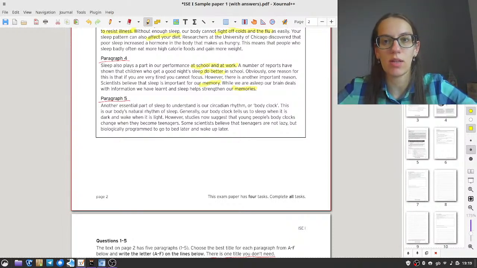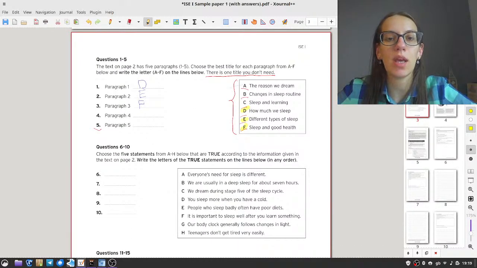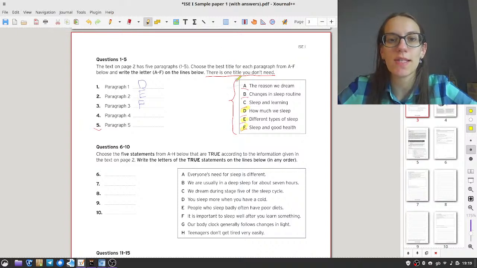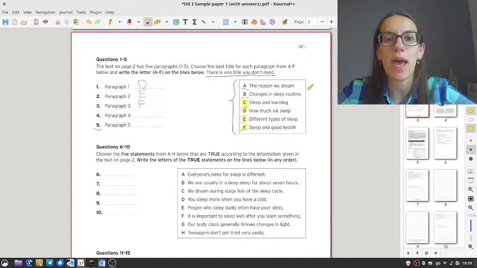So it's to do with what? If we look at the options, dreaming, again, no. Changes in sleep routine, no. Then we have the option sleep and learning. In fact, this option looks good to me. Yeah, because memories and doing good in school, that's to do with learning. That is what learning is all about. So it's sleep and learning.